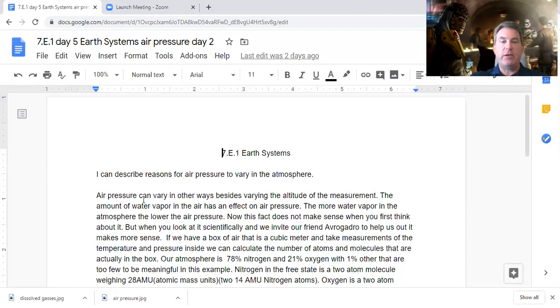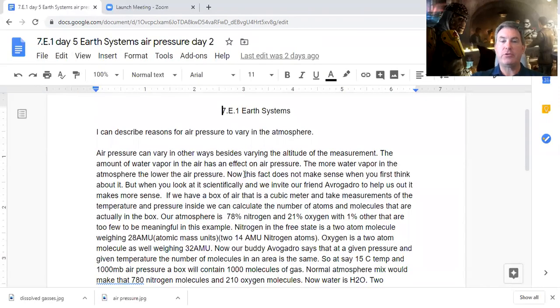So go down here, it says the amount of water vapor in the air. Water vapor, remember, is water that's been turned into a gas, right? In the air it has an effect on air pressure. The more water vapor in the atmosphere, the lower the air pressure. Now you've got to think, wait a minute, we're loading more things in, and yet the pressure goes down. Usually more things means more mass, which would mean more things for gravity to have an effect on, and it doesn't work that way.